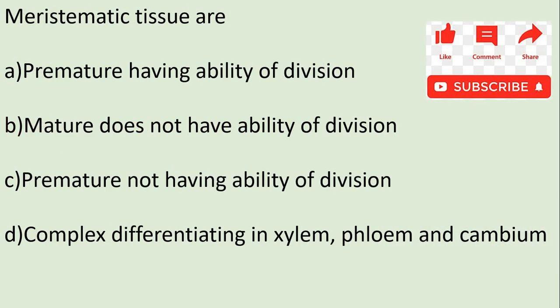Meristematic tissues are A. Premature having ability of division. B. Mature, does not have ability of division. C. Premature, not having ability of division. D. Complex, differentiating into xylem, phloem and cambium.